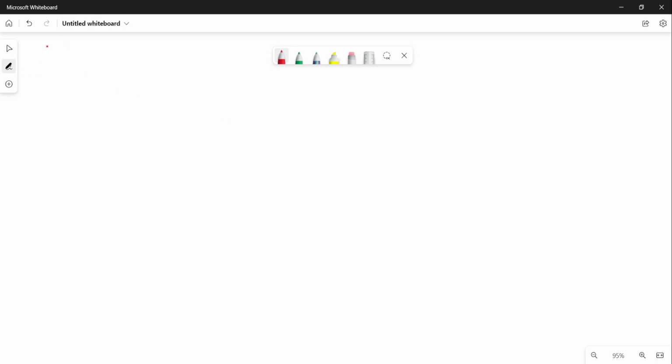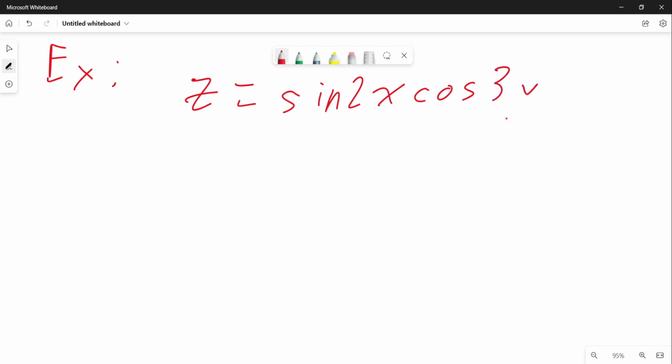All right. Example. z equals sine 2x cosine 3y, and let's say that x is s plus t, y equals s minus t. I use a little curly t to try to distinguish from a plus sign, and I use z with a little mustache through it to distinguish it from a 2.